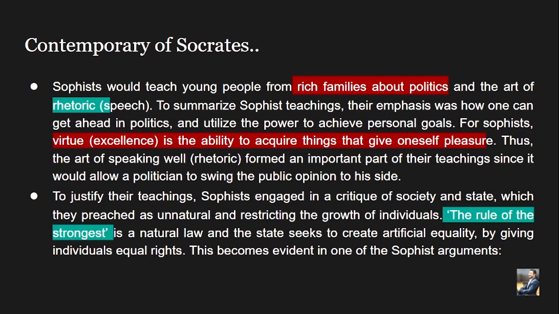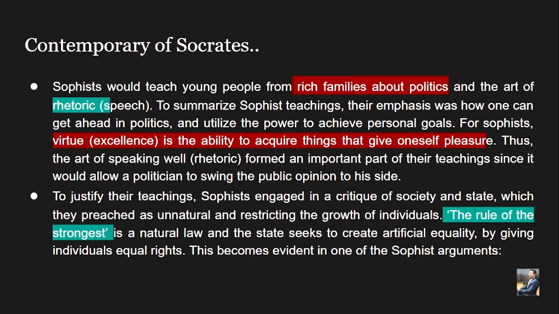A valid point. To justify their teaching, the sophists engaged in a critique of society and state, how society or the state during those times was, which they preached as unnatural and restricting the growth of individuals. The rule of the strongest is the natural law, and the state seeks to create artificial equality. Here, the idealists believed in the principle of inequality, that there is a particular section of society for a particular purpose or business. But the sophists basically believed in the rule of the strongest and equality in society, right?